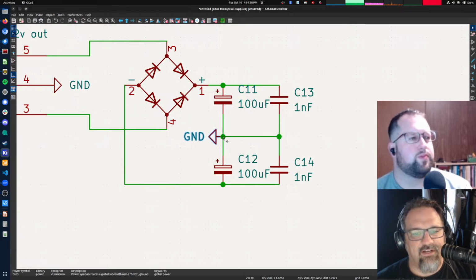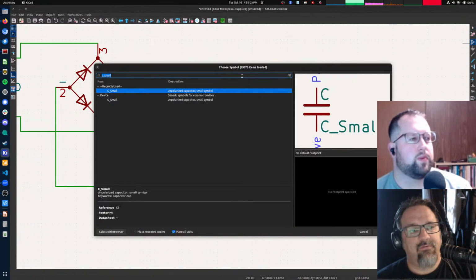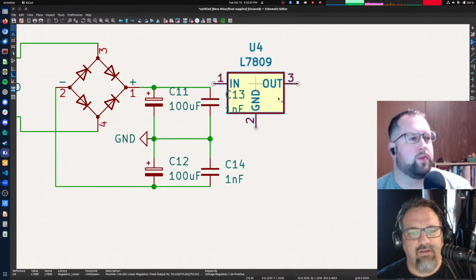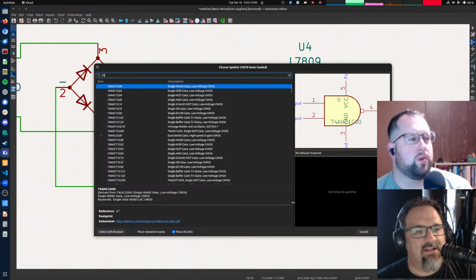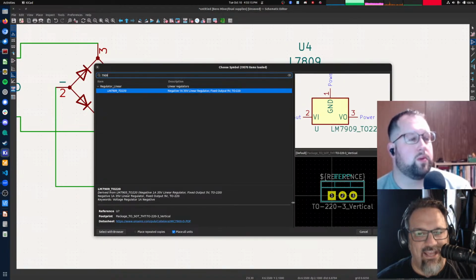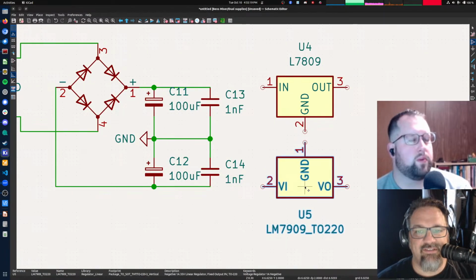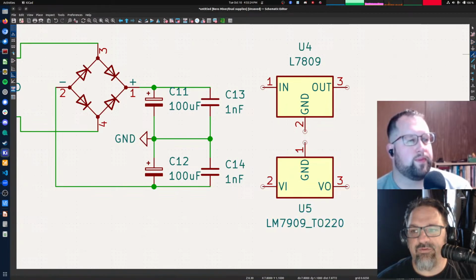So all of these are connected to ground. Okay, and now we're going to do the 7809. And we're going to do a 7909, which is a negative voltage regulator. It's the exact same thing as a 7809, except that it does negative voltage instead of positive voltage.